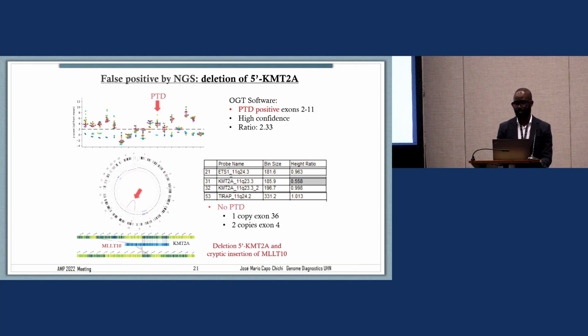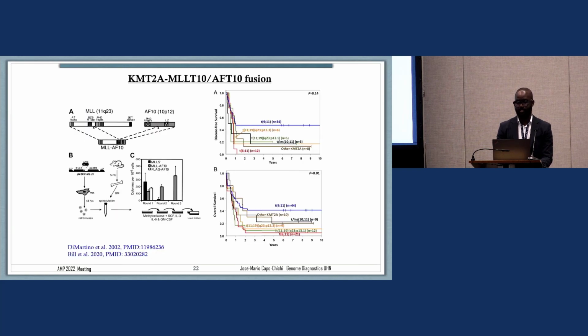So this particular KMT2A MLL-T10 fusion has been reported in the past, and it's known to be oncogenic. I'm just pointing out here that there are other types of KMT2A rearrangement, and one could possibly imagine that such rearrangements will also fail detection by NGS.